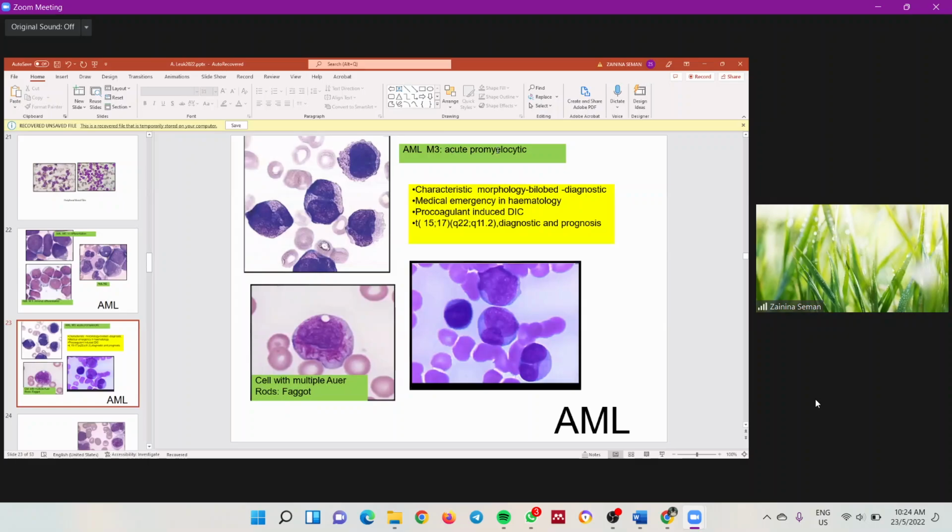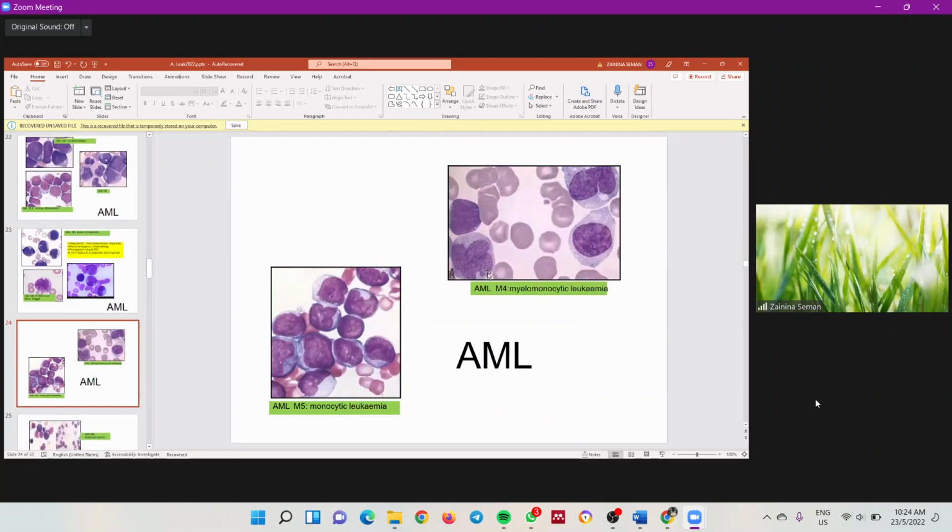These are equal. Why do we call this acute promyelocytic? This blast actually is at the promyelocyte stage. If you learn the development of the neutrophil, this type of blast starts at the promyelocyte stage. So that's why we also call it acute promyelocytic leukemia, or in short APML.